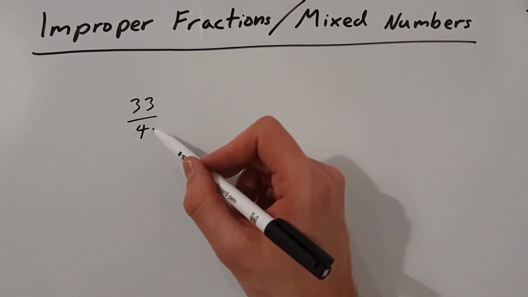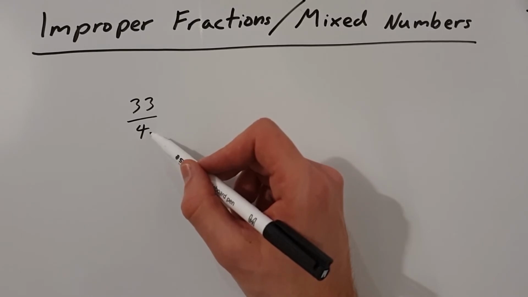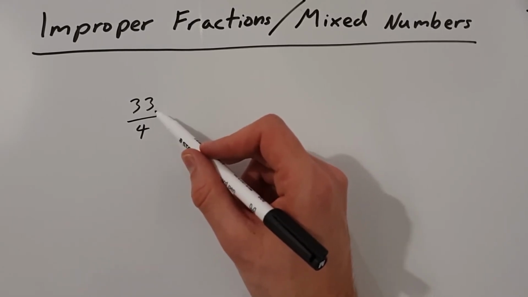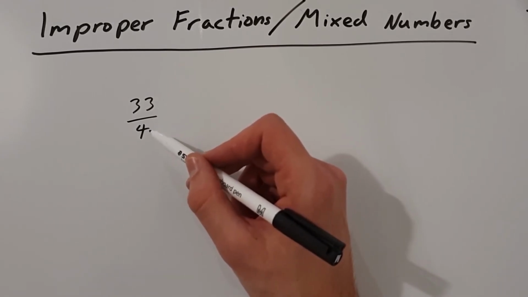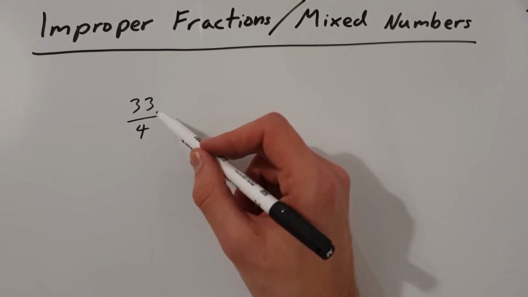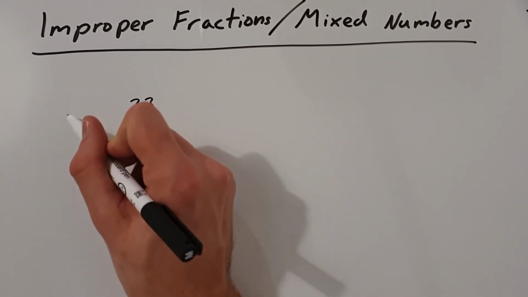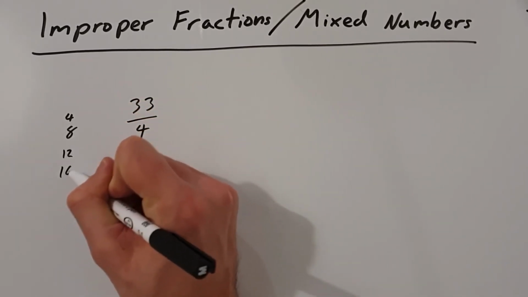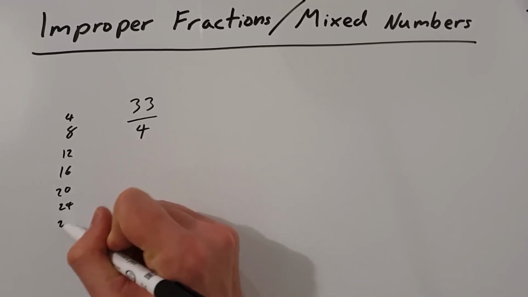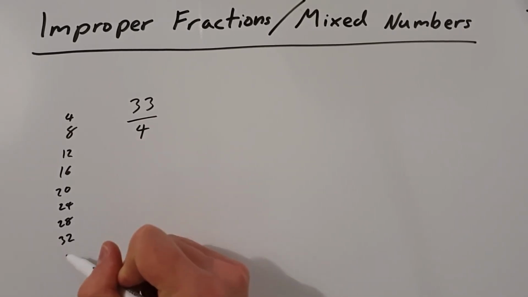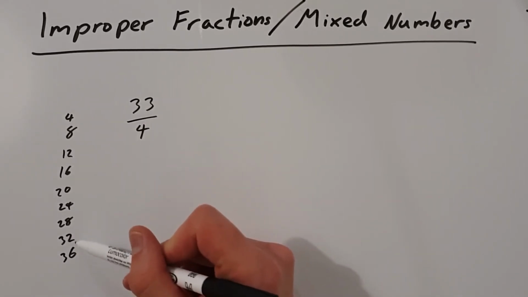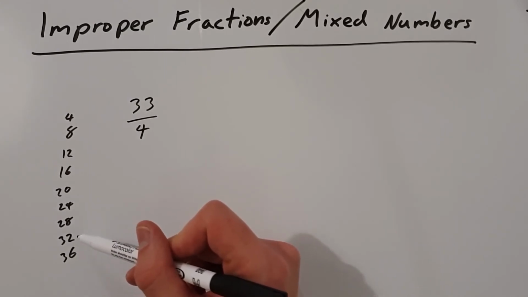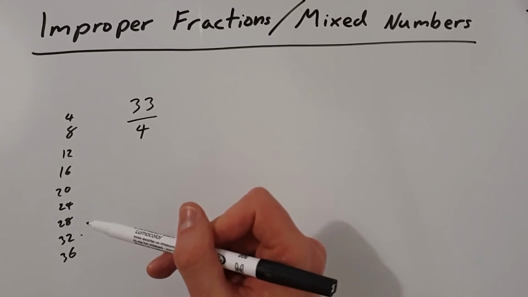So what we need to do is take our denominator 4 and divide it into 33. Okay, so 33 is not in the 4 times table, but what we need to do is find the number in the 4 times table that is just below 33. So if we picture the 4 times table, you've got 4, 8, 12, 16, 20, 24, 28, 32, and then 36. So we can see here that 33 is in between 32 and 36. So 32 is the number just below 33, so that's the one we're going to choose.